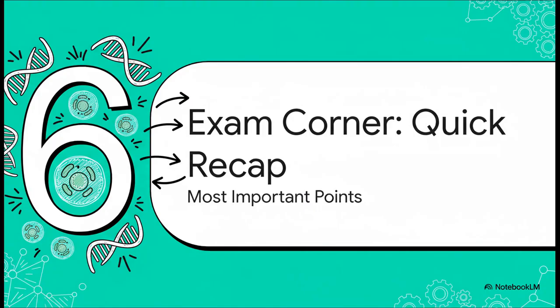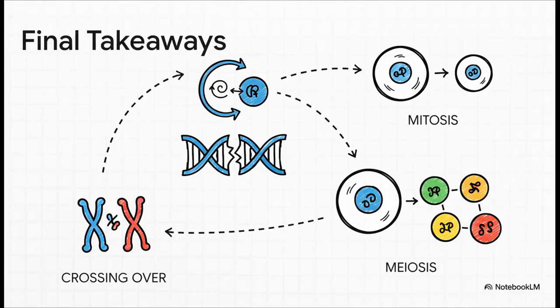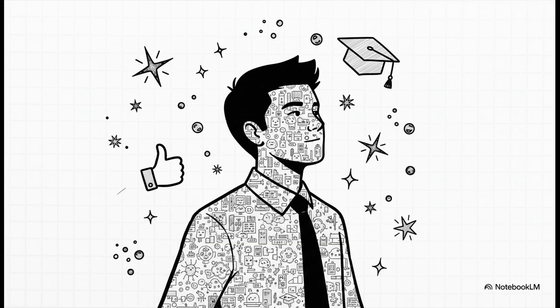Okay, my dear students, exams are near, so let's do a super quick final revision of the most important points from this chapter. Ready? Just remember these key facts, and you will be very, very well prepared for any question from this chapter. Interphase is prep time. Mitosis is equational, meiosis is reductional, mitosis for growth, meiosis for gametes. That's it.